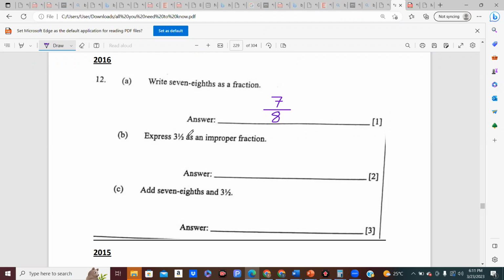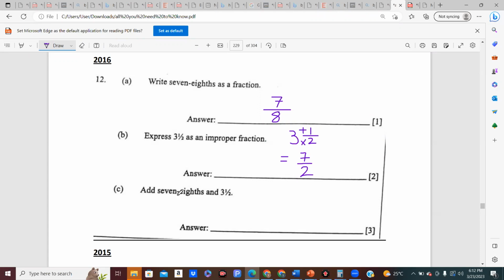Good. The next thing is express 3 and 1 over 2 as an improper fraction. So in order to do that, we take 3 and 1 over 2. We're going to multiply these two together and then add 1. 3 times 2 is 6, plus 1 is going to be equal to 7. So it's going to be 7 over what? 7 over 2. Very good.